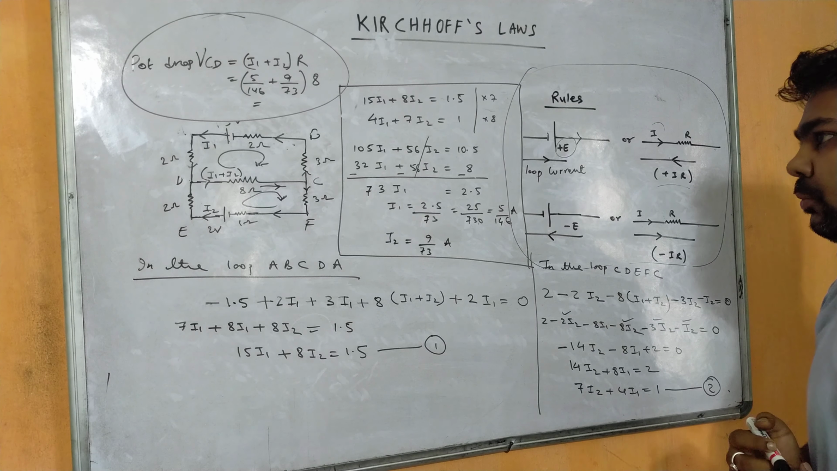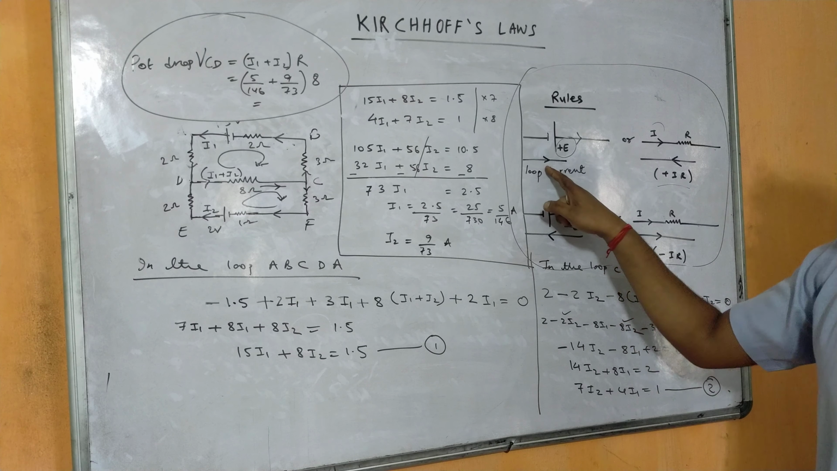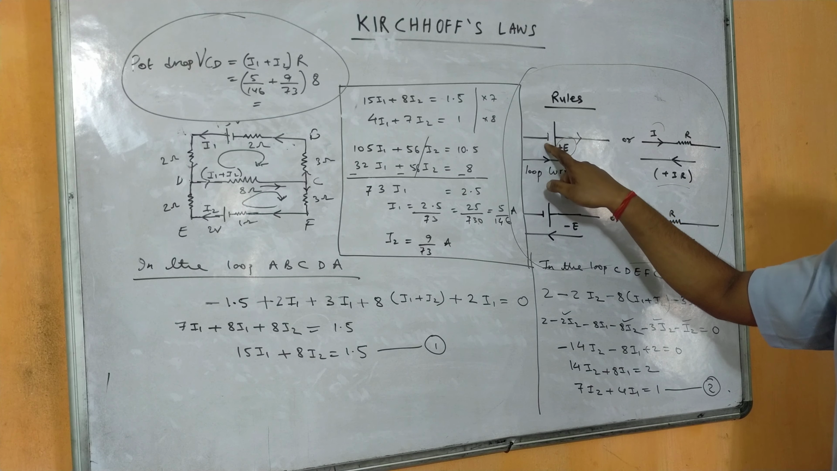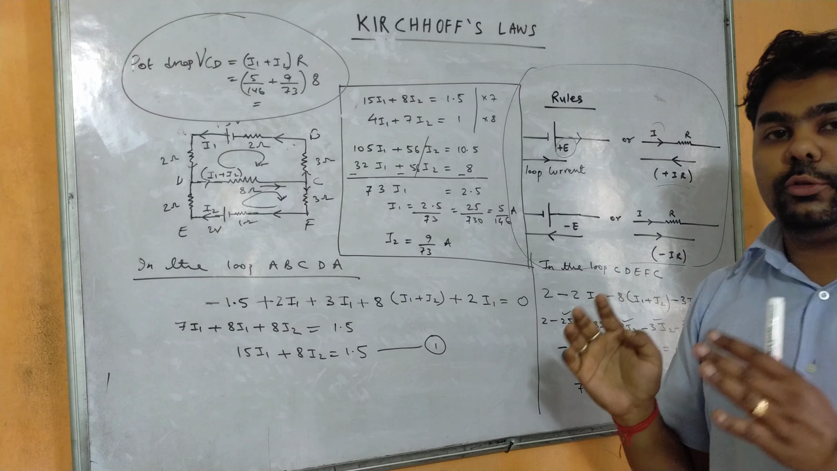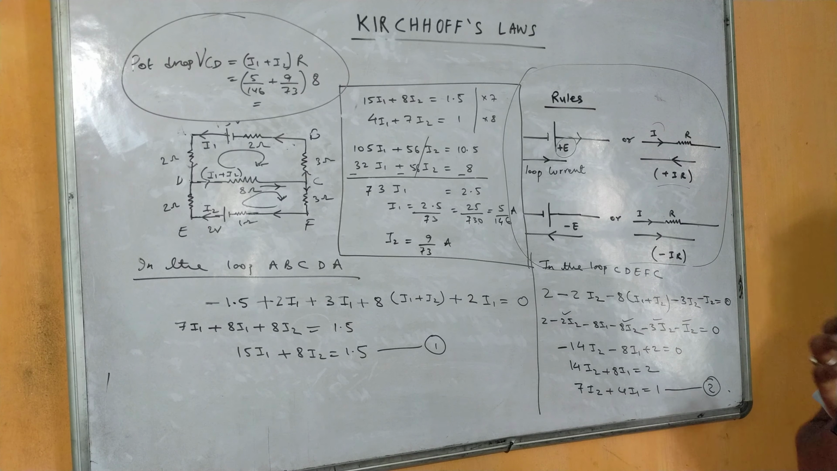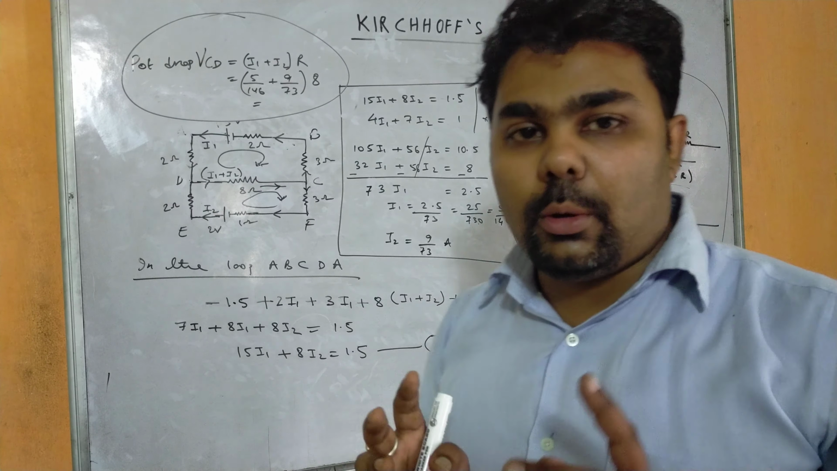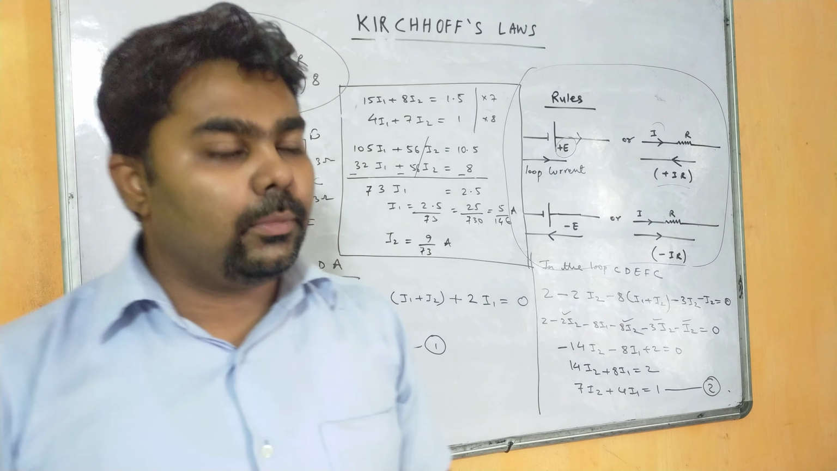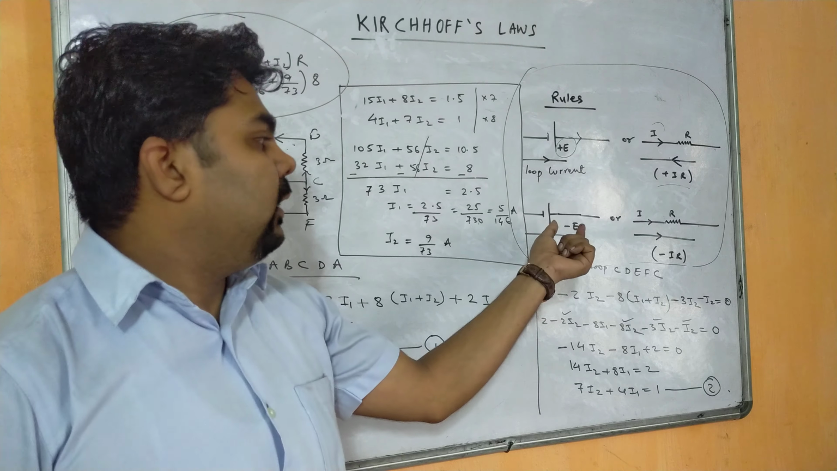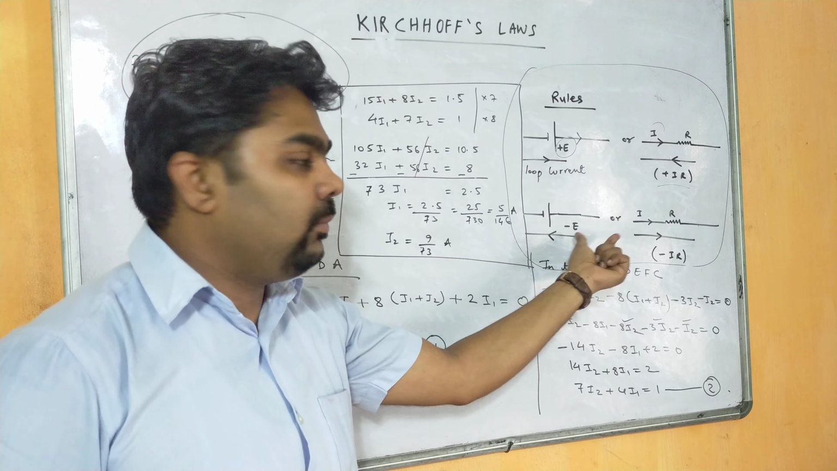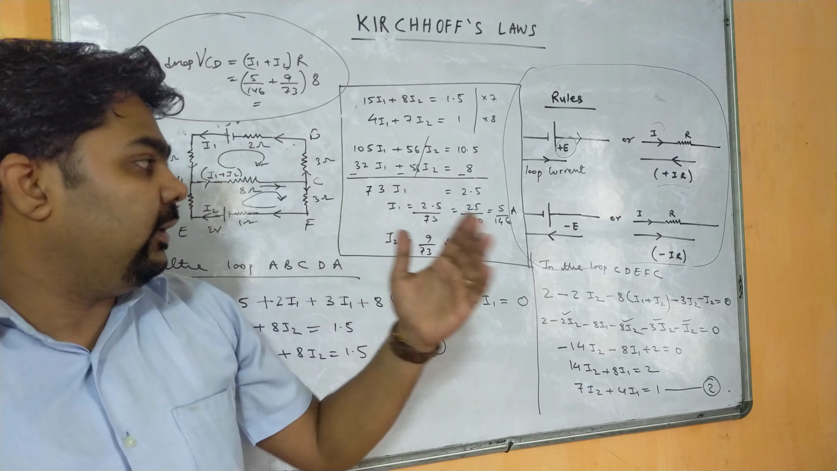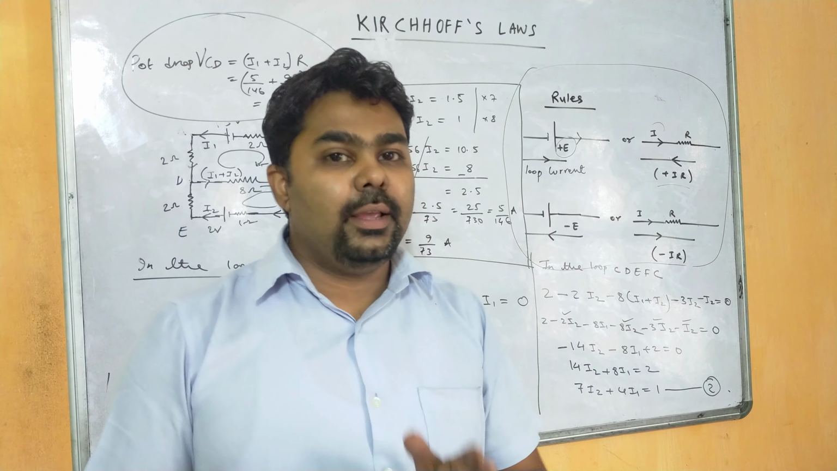Let's explain once more. You see, if the loop current is moving from the smaller terminal to the bigger terminal, that is negative terminal to positive terminal, we need to take it positive. Similarly, if the loop current and the current in the branch are in opposite directions, then we will take plus IR. But if the loop current is moving from the bigger terminal to the smaller terminal, then we have to take minus E. And if it is in the same direction, that means the loop current and the current in that branch are in the same direction, then we will consider it as minus IR.